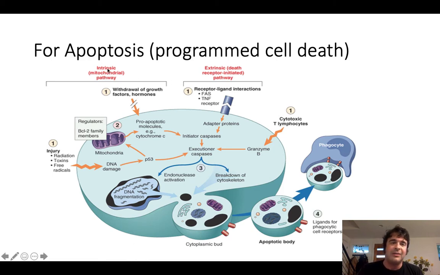So I hate the word. Some textbooks will refer to apoptosis as cell suicide. I don't like that word. It's not cell suicide. It's programmed cell death, right? There's an appropriate time for a cell to die. All living things will die at some point.